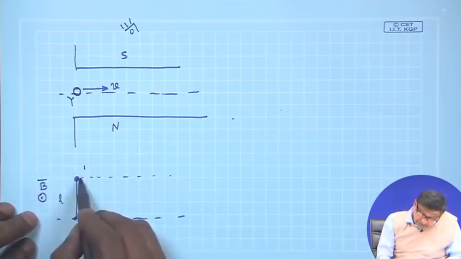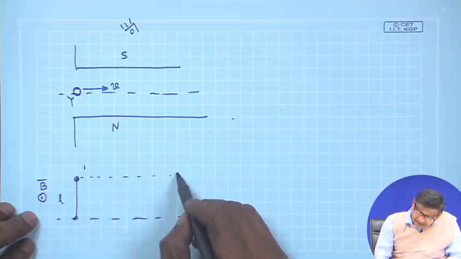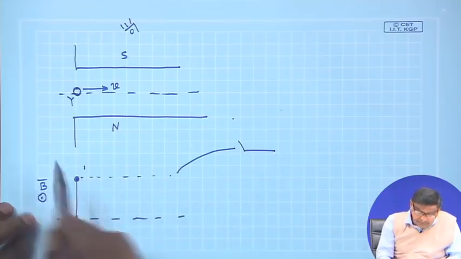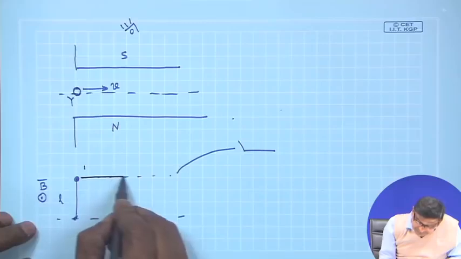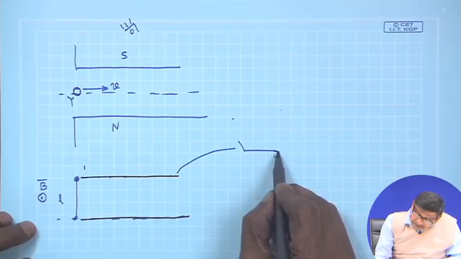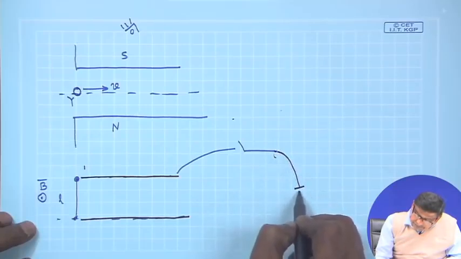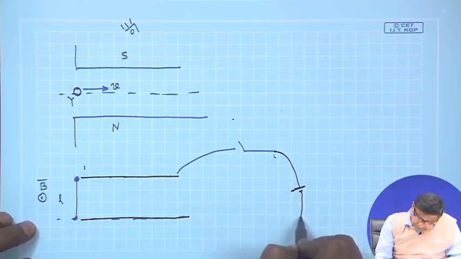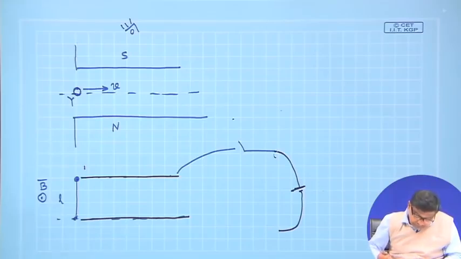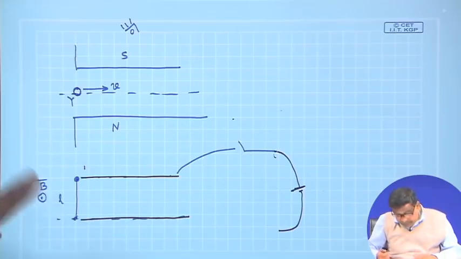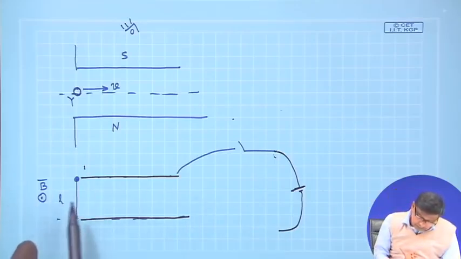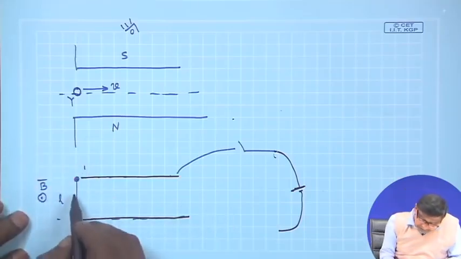Now, what I will do, this track here I will connect a switch here with a flexible wire. This is the track, this is track, and I will connect a battery. This is B, and I want to pass current so that movement will be this way. So, let us see what happens.